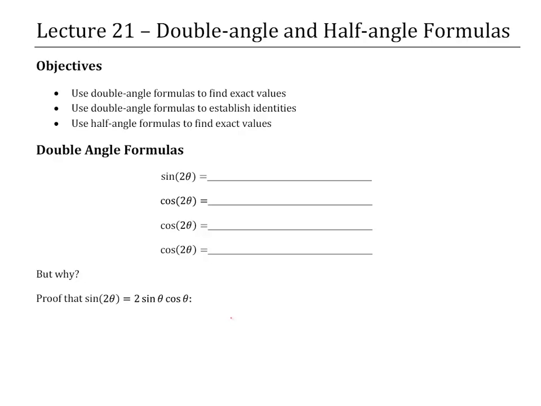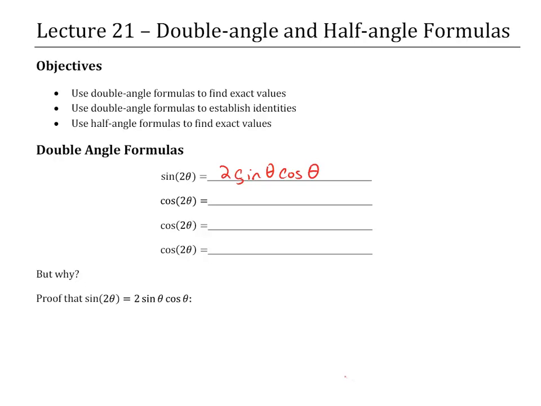In this lecture, we're going to be looking at the double angle and half angle formulas. There are trigonometric identities that involve the sine and cosine of double an angle, as well as half of an angle. The double angle formulas are as follows. The sine of 2 theta is always equal to 2 sine of theta cosine of theta.